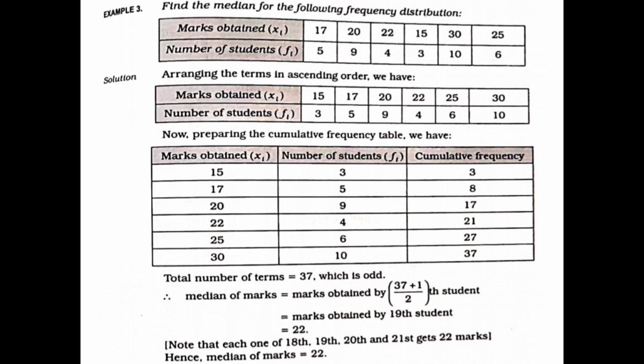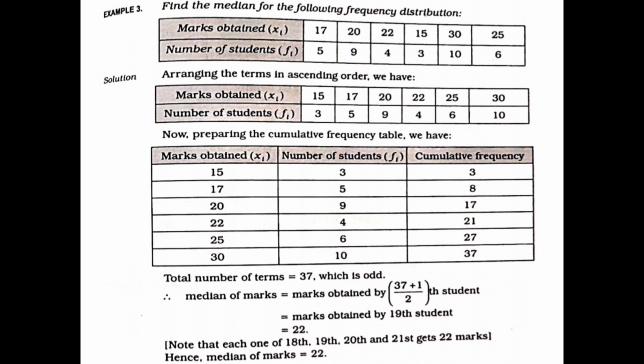See the question. Find the median for the following frequency table. In the question itself they told us to find the median. Marks obtained is xi, number of students is fi. Marks obtained are 17, 20, 22, 15, 30, 25. So 5 students got 17 marks, 9 students got 20 marks, 4 students got 22, 3 students 15, 10 students 30, 6 students 25.